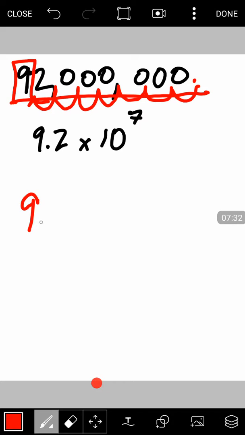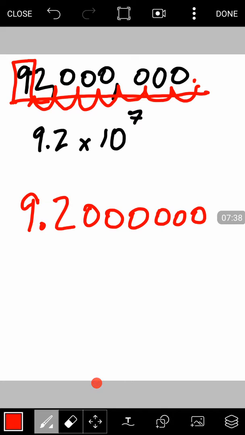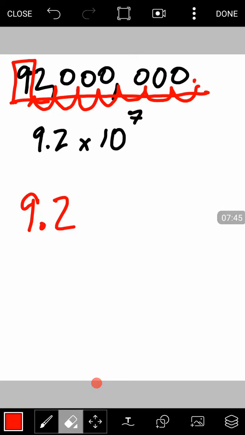So we got 9.2. I'm going to rewrite all the junk. If you know about sig figs, you know that these zeros are not significant. If you don't know about sig figs, watch a video on sig figs. But we're going to erase those insignificant zeros, so we're just going to keep the 2. So we got 9.2. We moved that decimal 7 times to the left. So you got your decimal in the new spot.